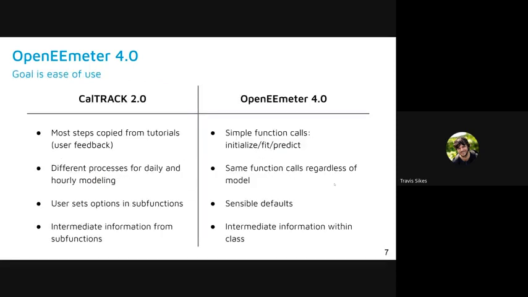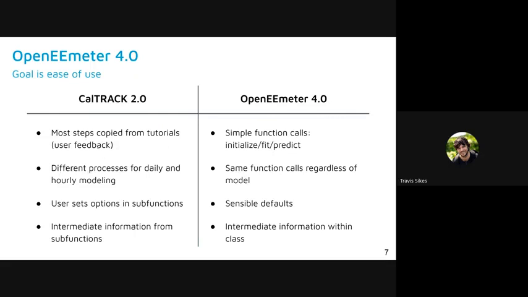Now, overall, the goal here is ease of use for the user as well as developers. So for Caltrack 2.0 or OpenEEmeter 3.0, most of the steps that people use are from tutorials, and we know this from the user feedback that we get. So you look at the tutorials, you see how to run the model, you just copy the steps and paste in your data where appropriate. That's kind of redundant and unnecessary. What we could do instead is just use simple function calls where we instantiate a class, call fit, and predict just like sklearn does.